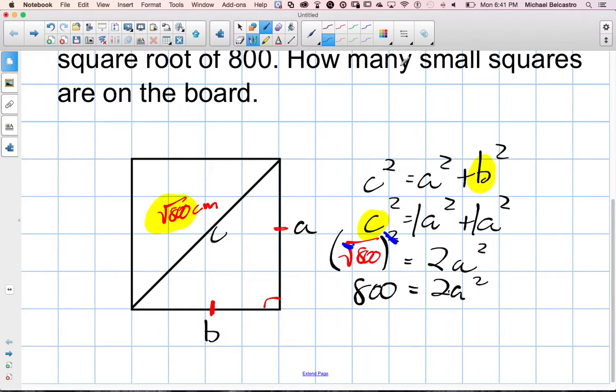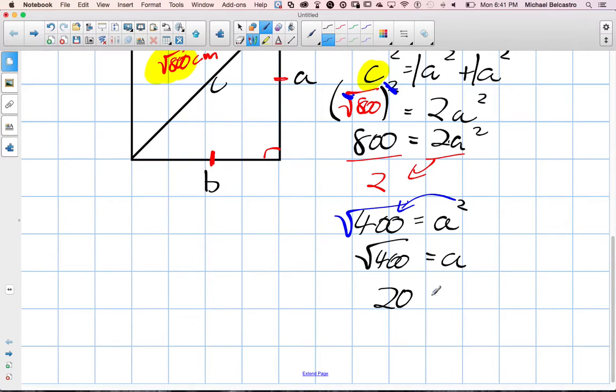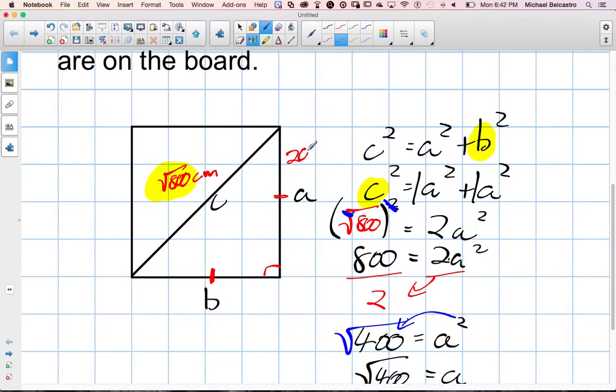First thing we're going to do is divide by 2, because it's multiplied on this side. When we bring it over, it becomes division. So we're left with 400 is equal to A squared. And we already said that the opposite of the power of 2 is the root, so we need to do root 400. Root 400 is 20. It's perfect. Sorry, I was thinking of 4,000. 20 times 20 is 400. So 20 is A. We've discovered that this is 20 centimeters, and this is 20 centimeters.